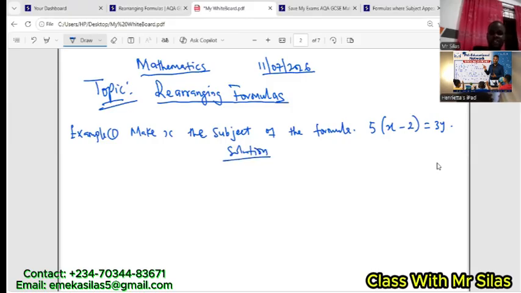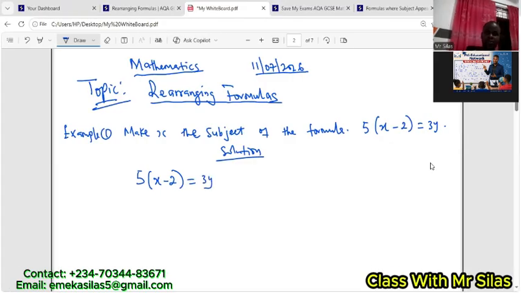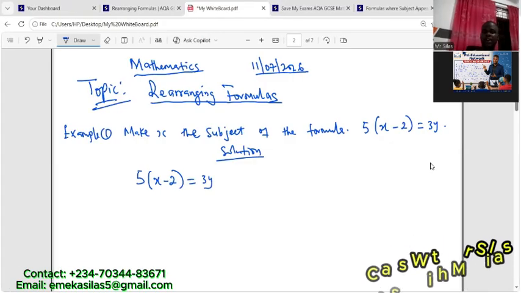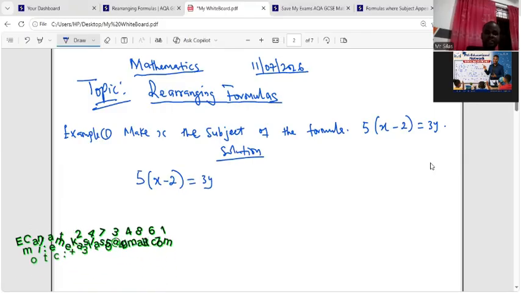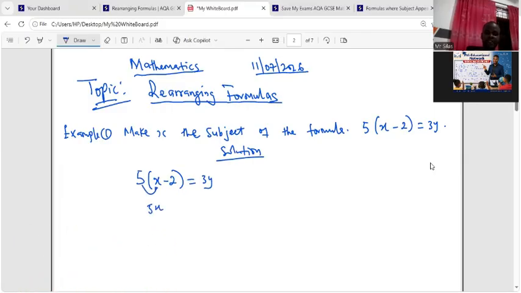After which you write down the equation given. So we have 5 times (x minus 2) equal to 3y. What do you do next? You have to open the bracket. If you open this bracket, 5 times x will give us 5x. 5 times the other one, that's going to give us negative 10 equal to 3y.